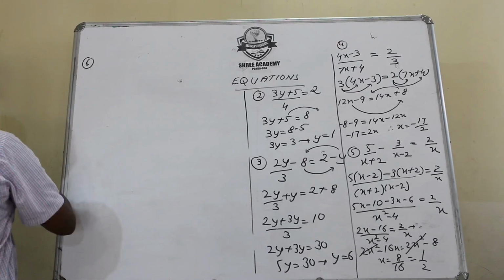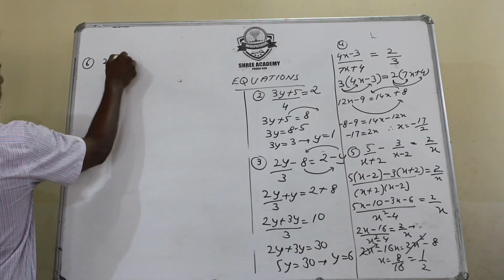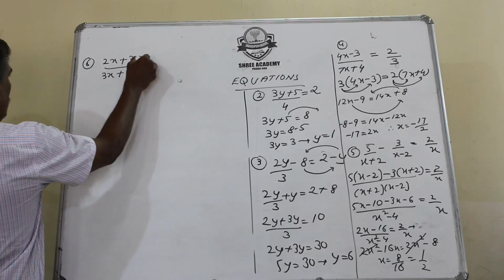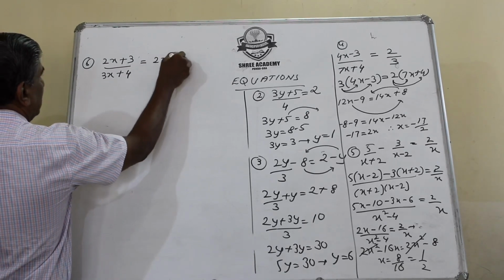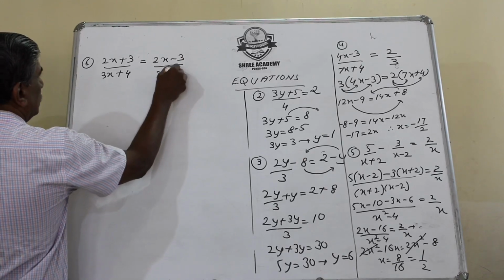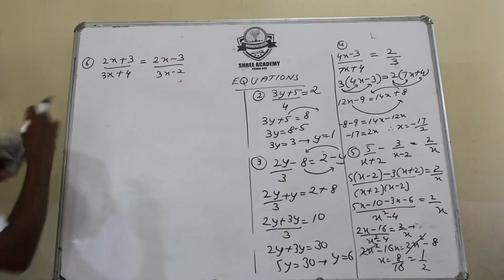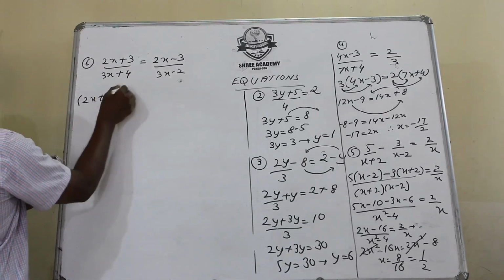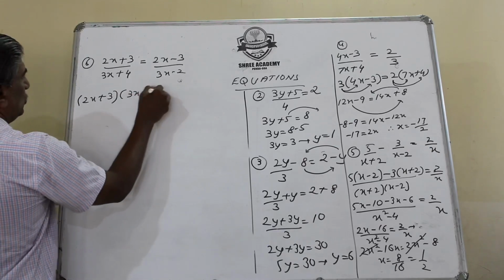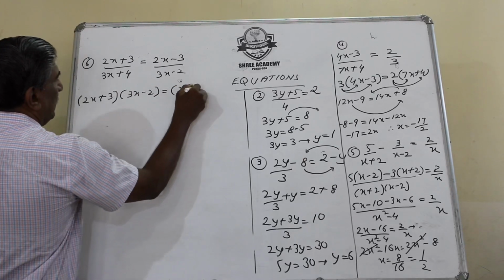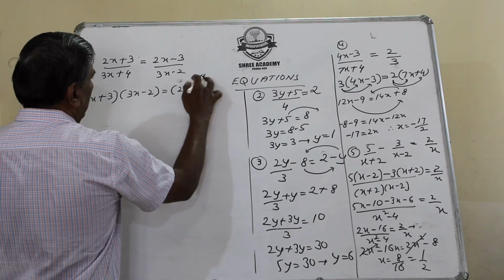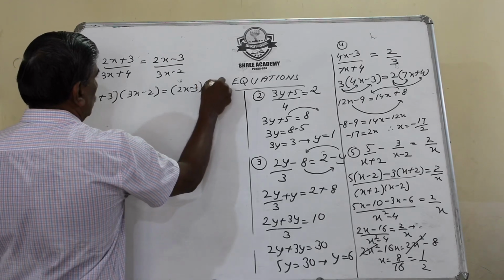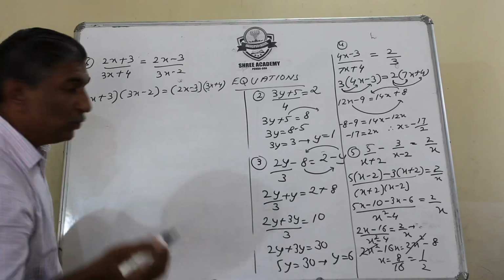So this is the sixth sum. It is 2x plus 3 upon 3x plus 4 is equal to 2x minus 3 upon 3x minus 2. Now first thing is you have to cross multiply. So this becomes 2x plus 3 into 3x minus 2 is equal to 2x minus 3 into 3x plus 4. Now remember, this is binomial by binomial multiplication.